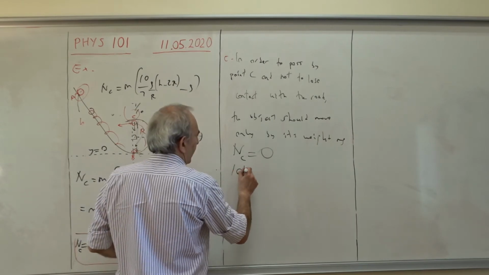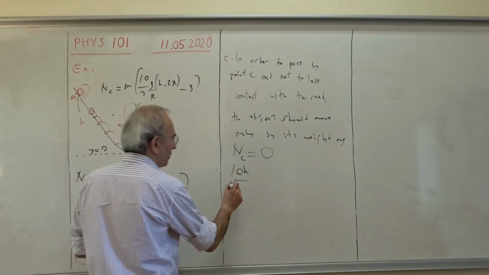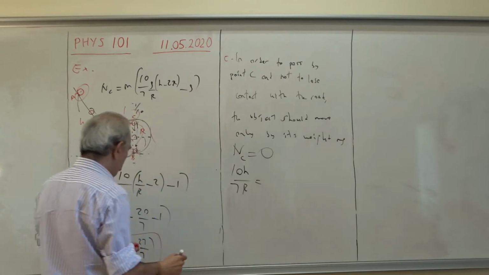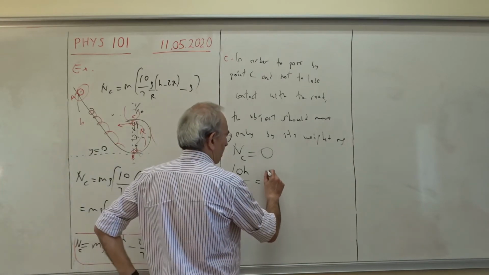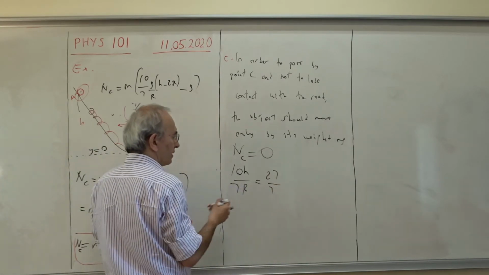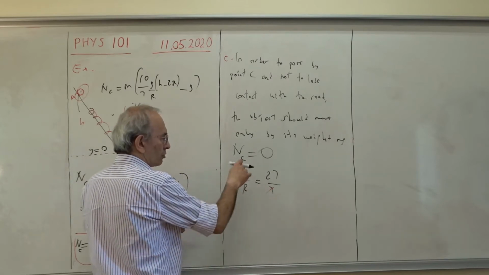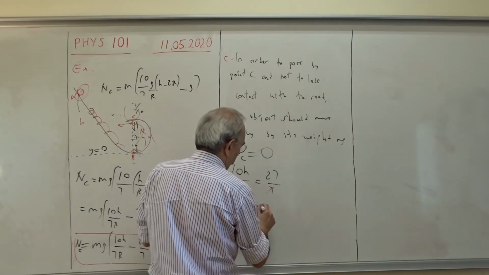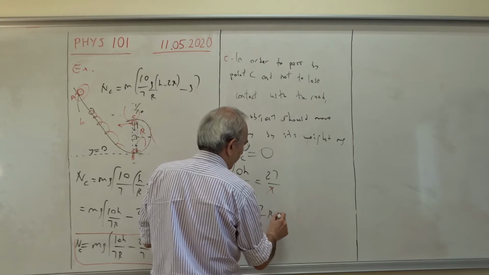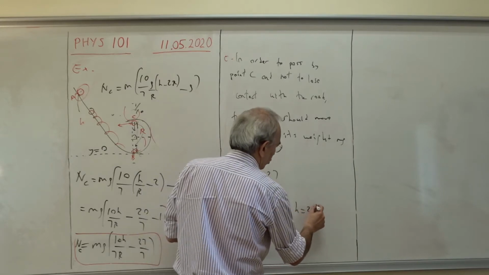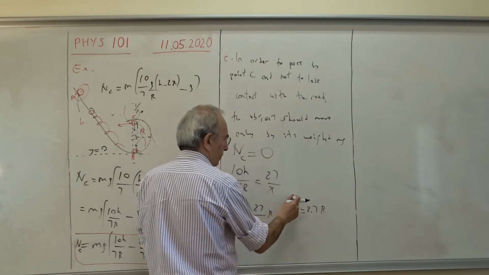So that 10h over 7r has to be 27 over 7. So the 7's cancel, and h turns out to be 27 over 10 r. In other words, h is 2.7 r.